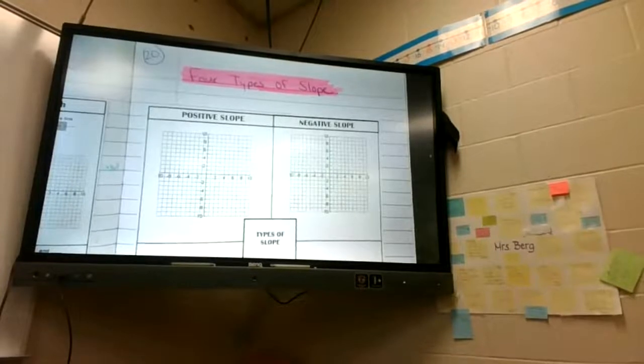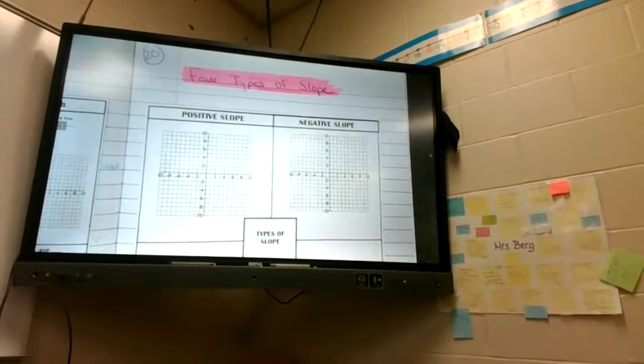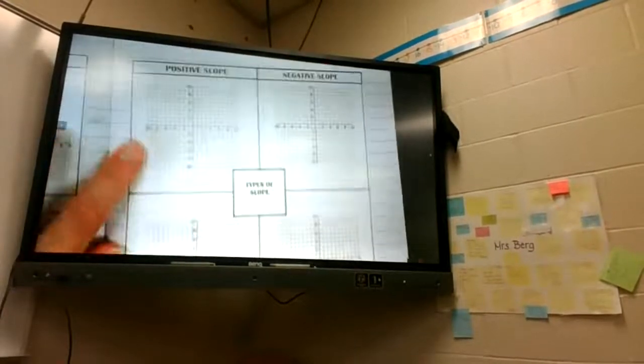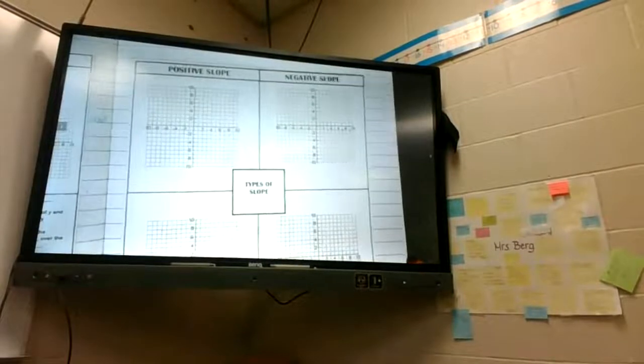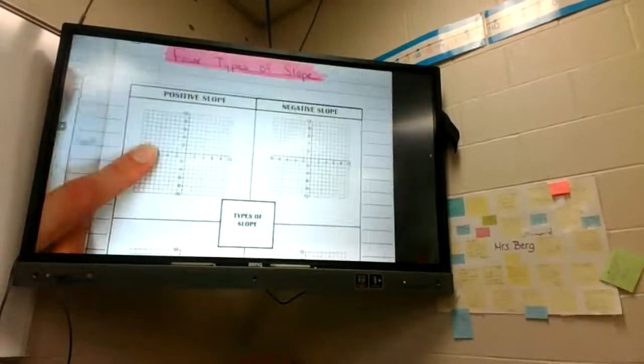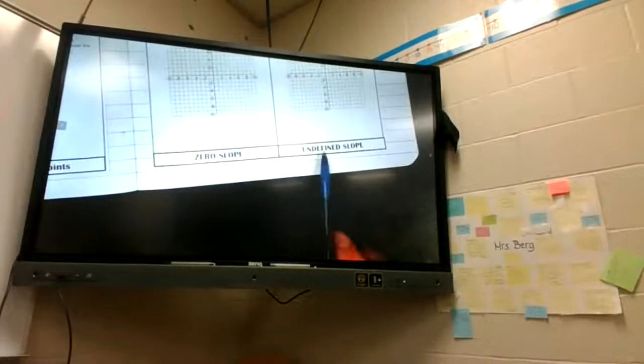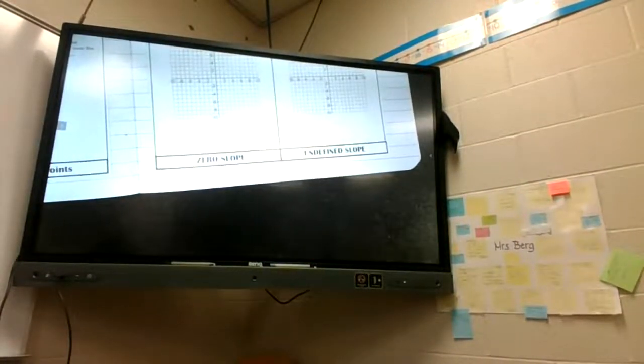So slope describes the steepness of a line, and it's always given to you in fraction form. Okay, it's never going to be in a whole number. You're always going to want it as a fraction. All right, and we'll talk more about that in a little bit. Every slope of a line will always be one of these 4 types. It'll either be positive, negative, 0, or undefined. And we're going to look at what those look like today.